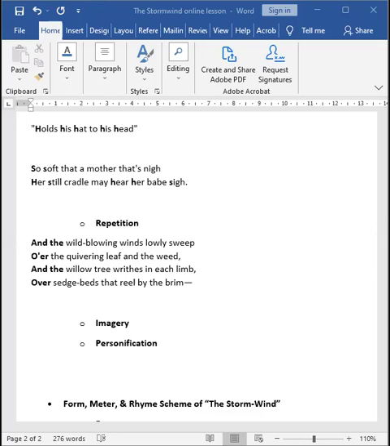So this parallel language reflects the fact that the storm's influence is felt far and wide, affecting every inch of the landscape. Not only the grasses which are low, not only the leaves, but also the sedge beds, also the reeds, also the branches of the willow. So the speaker also repeats the phrase "by the brim" in lines 6 and 8. The first time this phrase appears, it refers to the location of the grasses along the river bank.